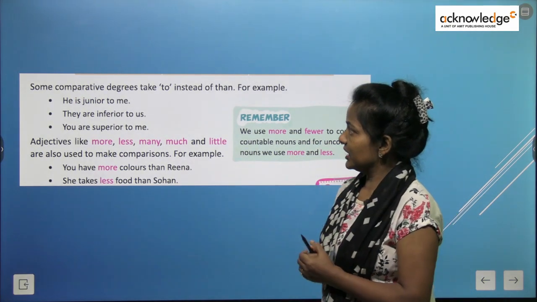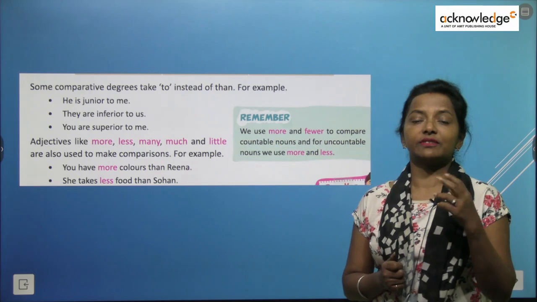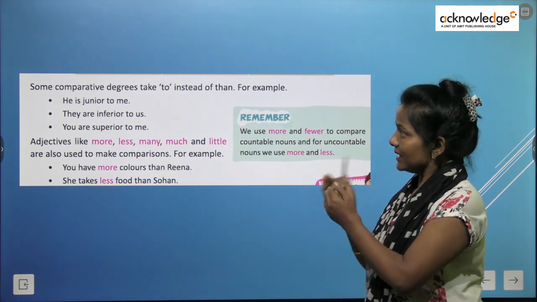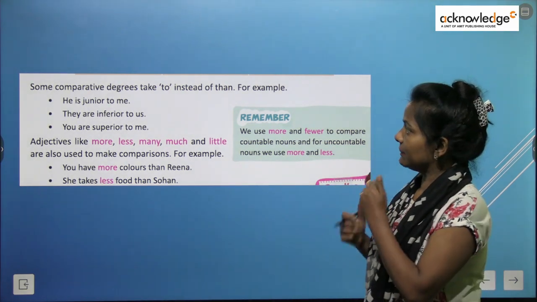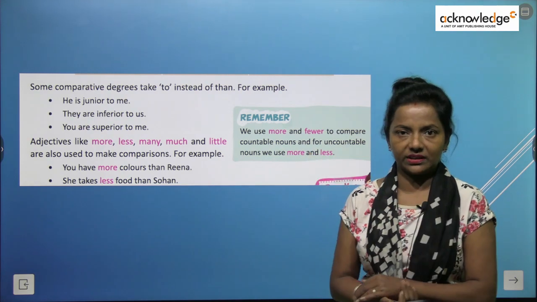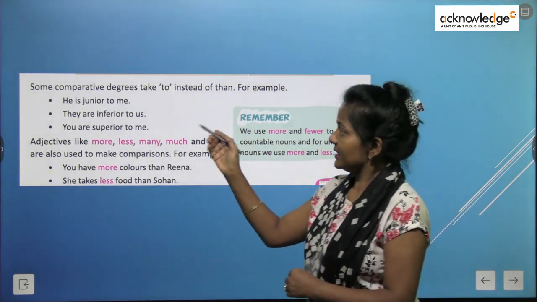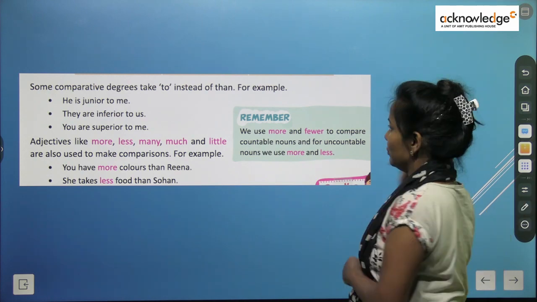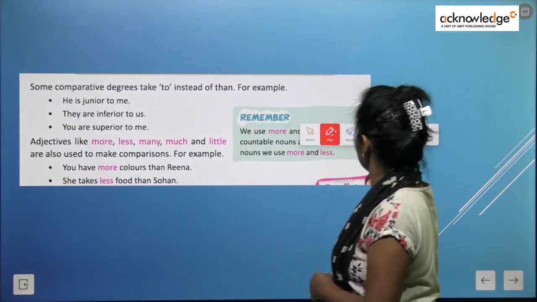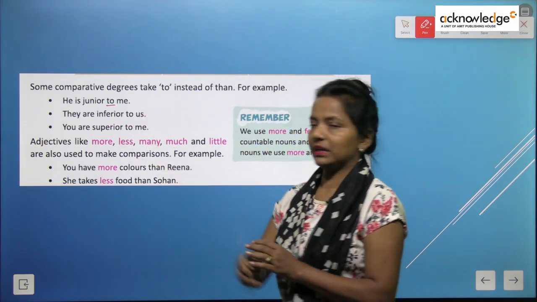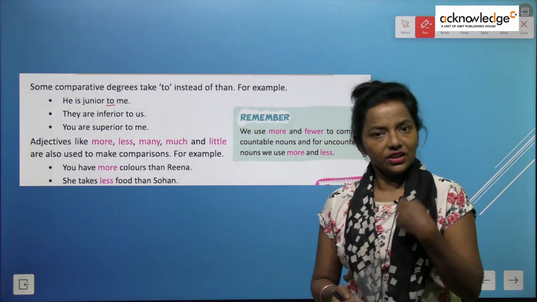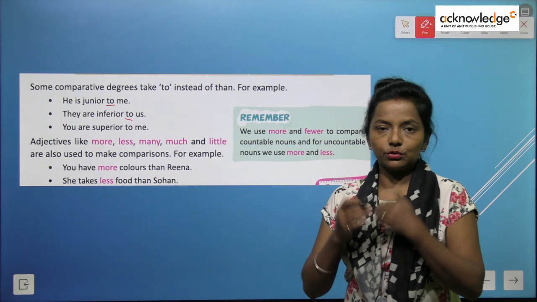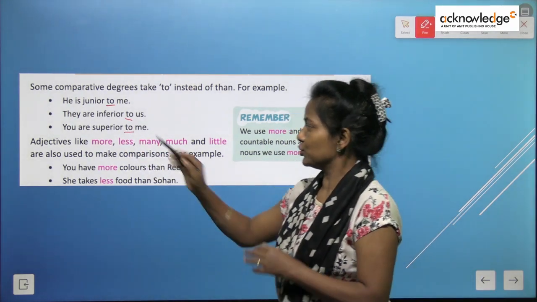So some comparative degrees take to instead of than. I told you in the beginning that when we make a comparative, we add than. But there are some adjectives in which, in the comparative degree, we use to instead of than. Let's see which ones they are. He is junior than me will not be written. He is junior to me. These are the comparative degrees in which to is used. He is junior to me. They are inferior to us. You are superior to me. You are more superior than me, so it is to me. Than me will not come, it is to me.